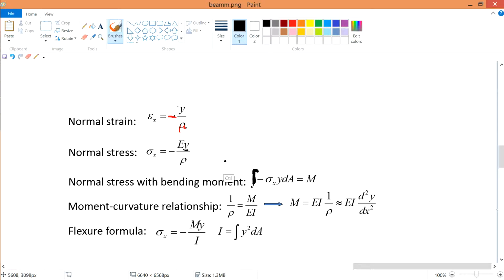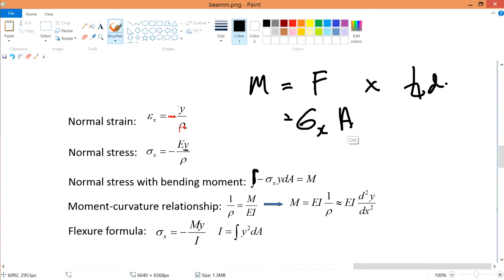Now next we're going to introduce you to normal stress with the bending moment. The moment is equal to force times the perpendicular distance. We know that the force is stress times area, and the stress is sigma x, and then the area we just write as dA, times the perpendicular distance. What is it? It's y, measured from the neutral axis.